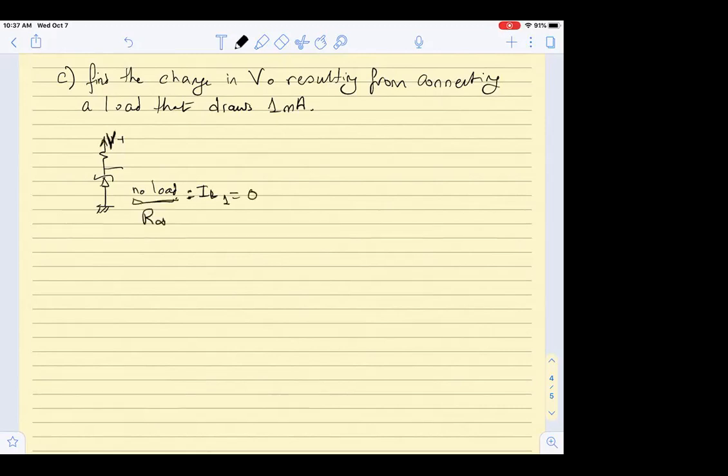Now we have put in a new load, and we say that this new load draws a current IL, and IL equals 1 milliamp in the second scenario. Can I find some delta IL between the two circuits? What is the delta IL between the two conditions? Before it was 0, now it is 1. So this delta IL is 1 milliamp.